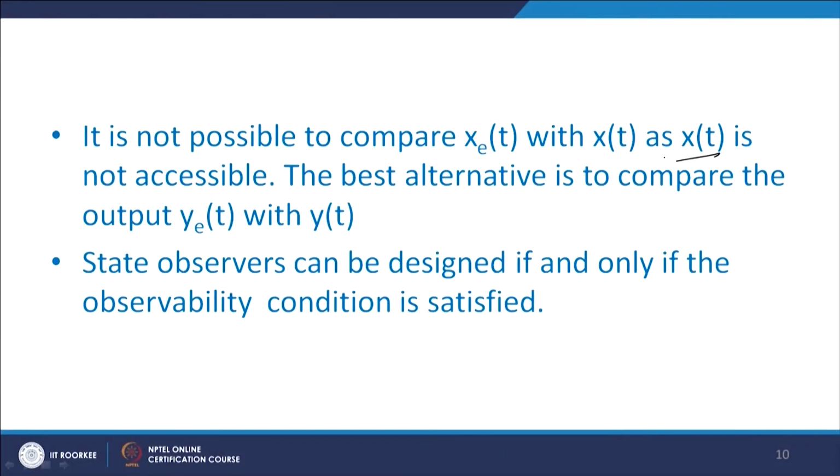We have already seen that we require the error between x and x hat to be minimum. It is not possible to compare x hat of t with x of t, as x of t is not accessible. The best alternative is to compare the output y of t with y hat of t, and a state observer can be designed only if the observability condition is satisfied. Whatever we have discussed has been reported in these 4 points.